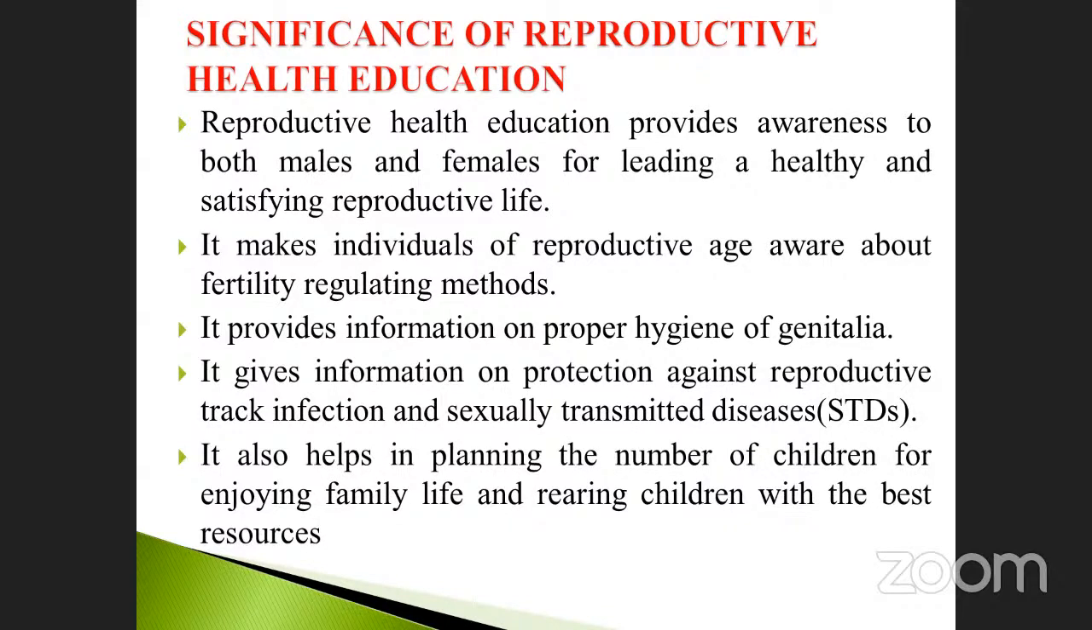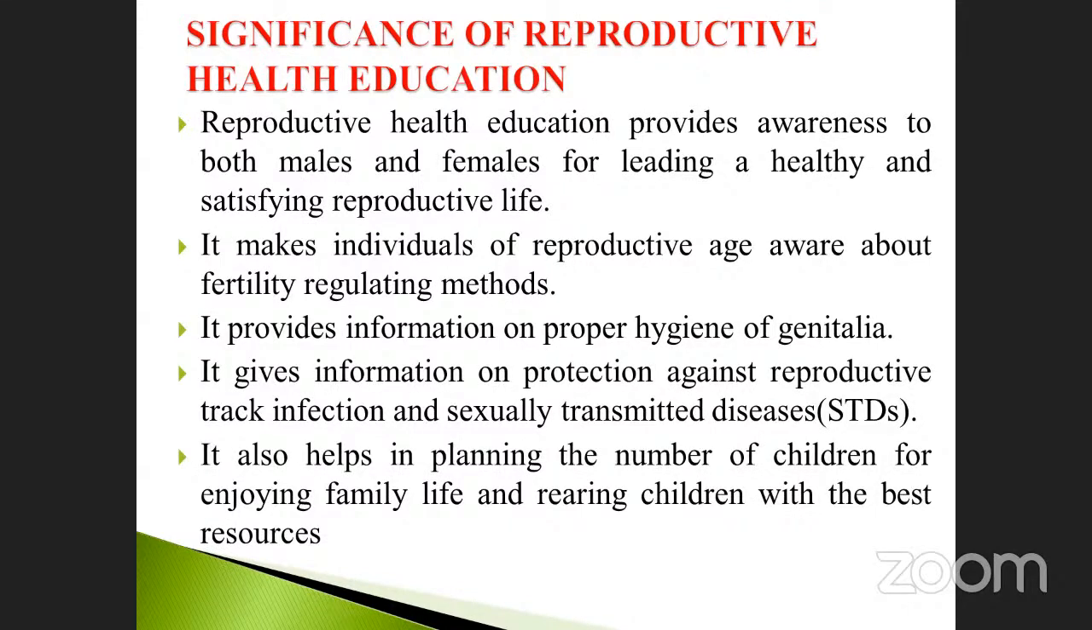Reproductive age is not 16, isn't it? Why? 21, 23 is the age fixed for reproduction at the world level by the organization. Okay, reproductive age. It also provides information on proper hygiene of the genitalia.